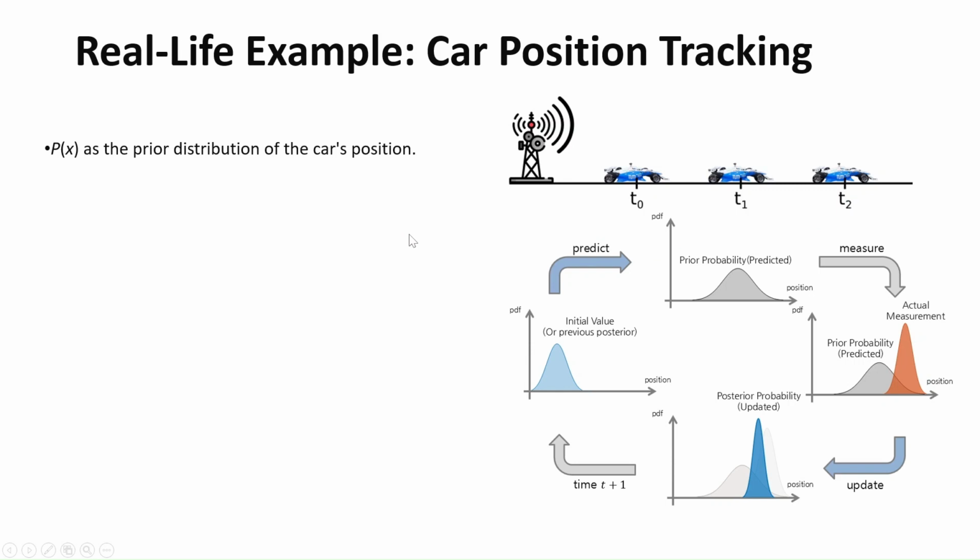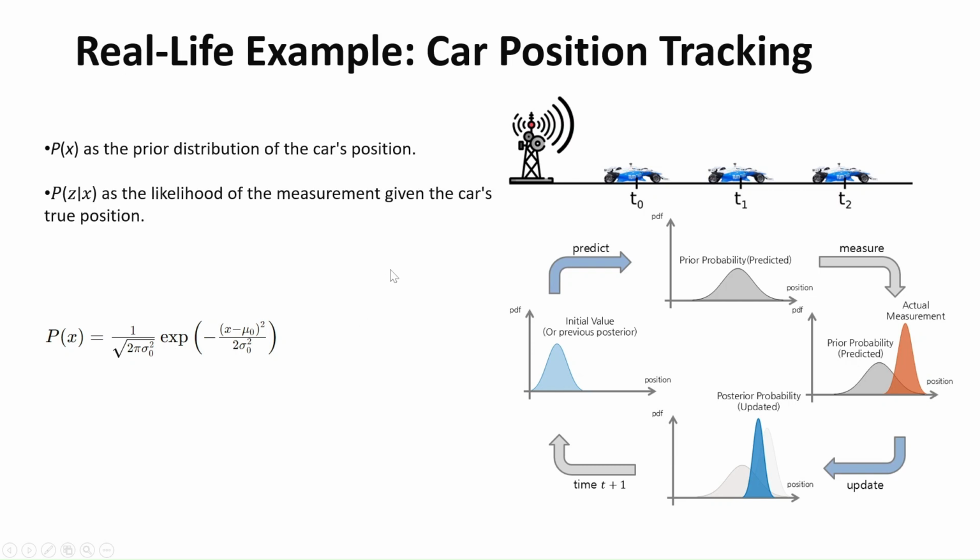So as you can see, P(x) is the prior, this one. And it is Gaussian distributed with mean mu naught and standard deviation sigma naught. So we can write an equation like this. This is the prior. Then we have the likelihood. And what is the likelihood?